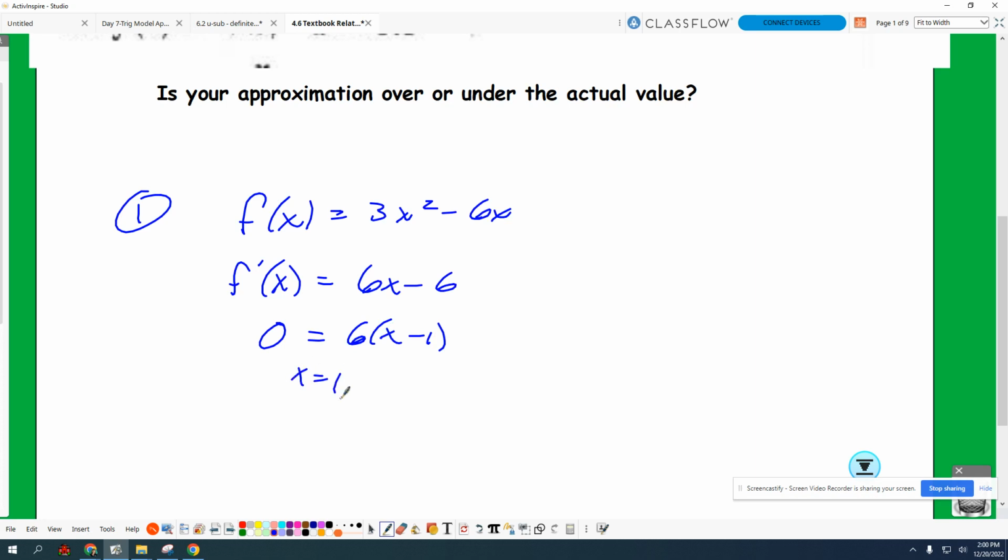My one and only critical point is x equals 1. Then is it a max, a min, or a neither? Then I would have to check something else. Natalie, what? So why are we doing the test on Delta Math? Because it's self-graded. Gotcha.